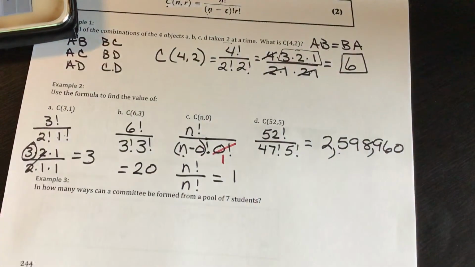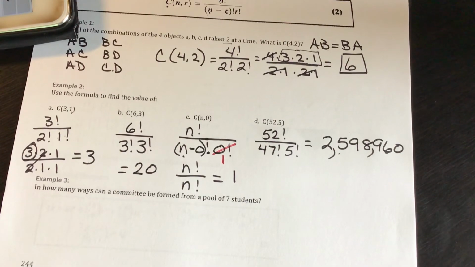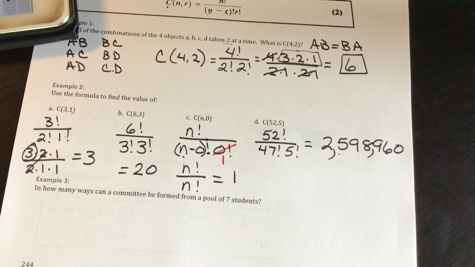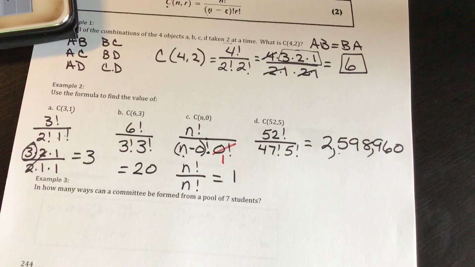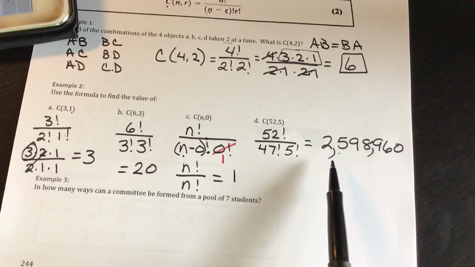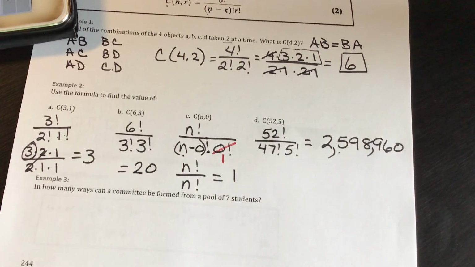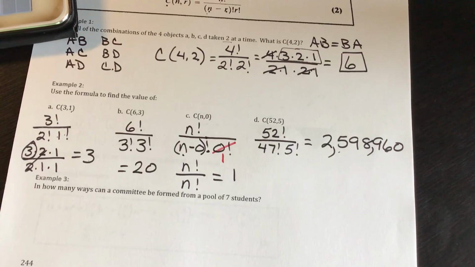Okay, so this is the number of different poker hands that you can have. If you think about that, only 4 of them are a royal flush. There's only 4 ways to do that out of this. And we'll talk about that later when we get to probability.